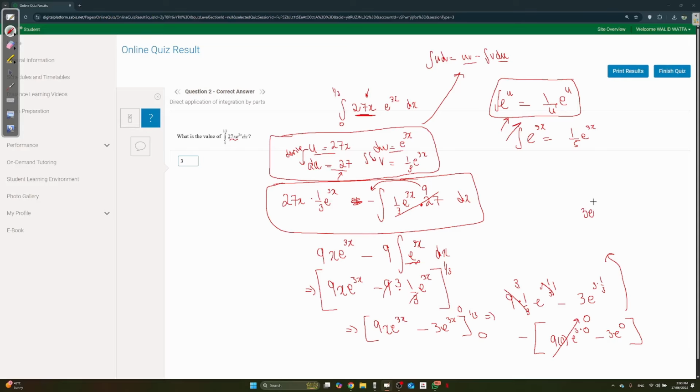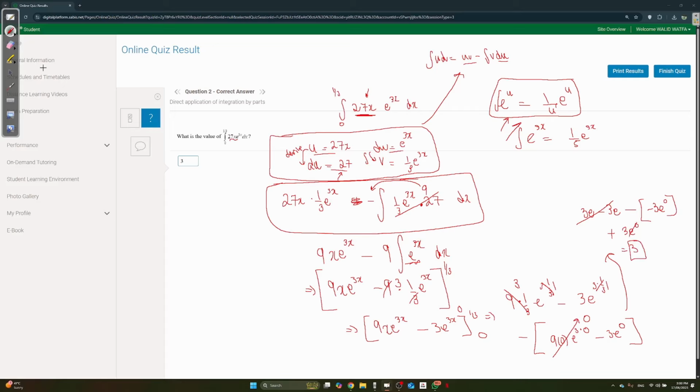So 3e to the power of 1, I'm not going to write it. Minus 3, again here, 3 times 1 over 3 becomes 1, so minus 3e again. Then minus, open the brackets, minus 3e to the power of 0. So what do you get? This cancels. Minus minus becomes plus 3e to the 0, and e to the 0 is just 1. So this is just equal to 3.